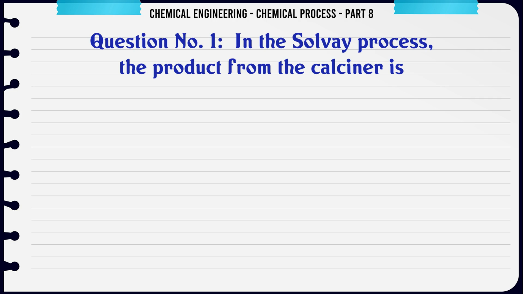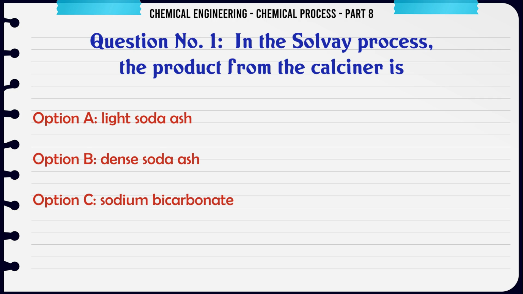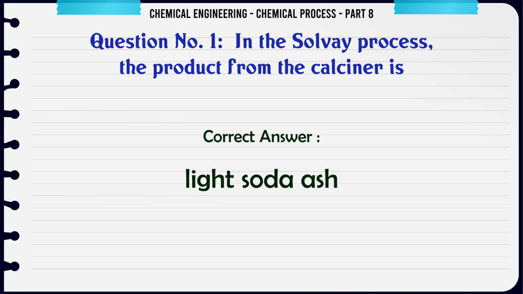In the Solvay process, the product from the calciner is A. light soda ash, B. dense soda ash, C. sodium bicarbonate, D. dehydrated soda ash. The correct answer is light soda ash.